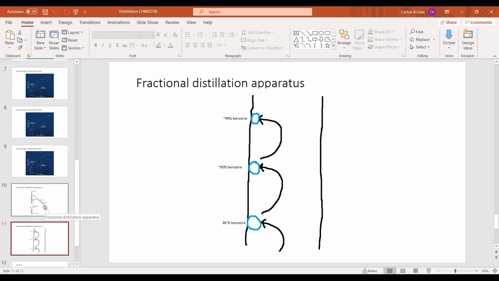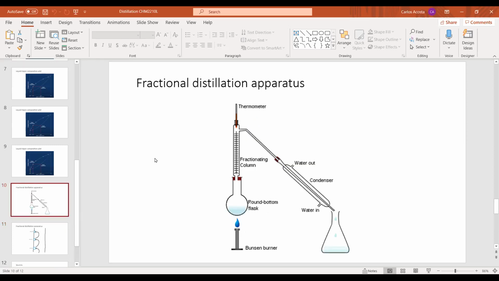Now, what fractional distillation does is what we needed 3 simple distillations to do, it does in just 1 distillation. So it's more efficient than simple distillation by far. And according to your lab manual, there are fractionating columns that have been designed to separate liquids that boil as little as 2 degrees Celsius apart. And that's pretty cool, in my opinion.